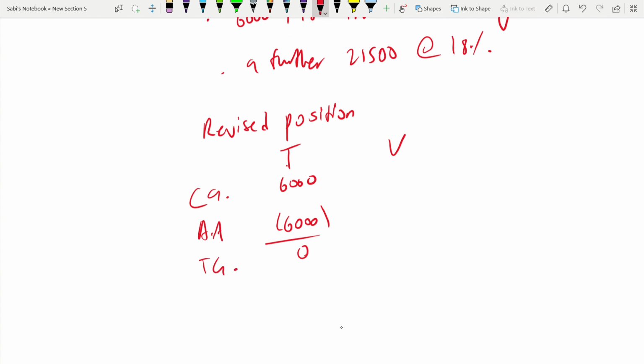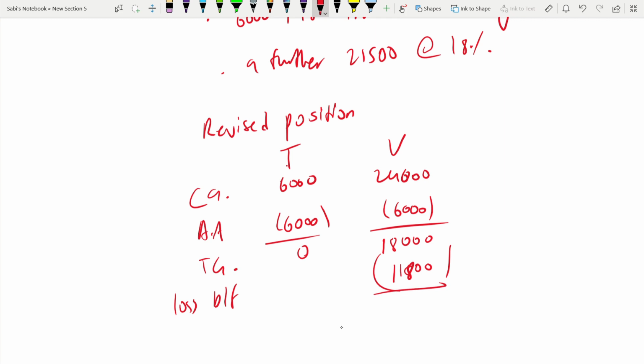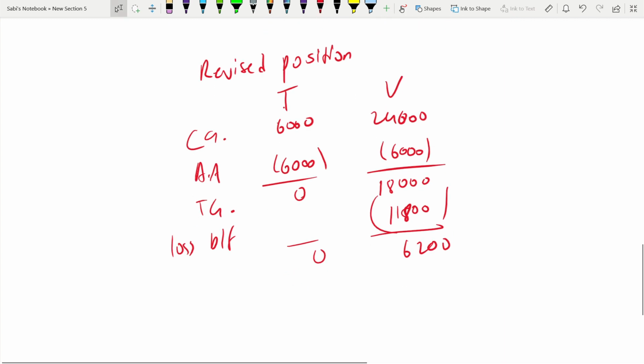But for Vanessa, earlier the chargeable gain for T was 30,000. Out of that, let T use 6,000, let the remaining 24,000 be transferred to Vanessa. Now she will also have an annual exempt amount of 6,000, which leaves 18,000. What is the brought forward capital loss? 11,800. That also she can utilize. And she'll be left with a taxable gain of 6,200. Now this 6,200 would be taxed at 18% because she is a basic rate taxpayer. 1,116, this is the tax.